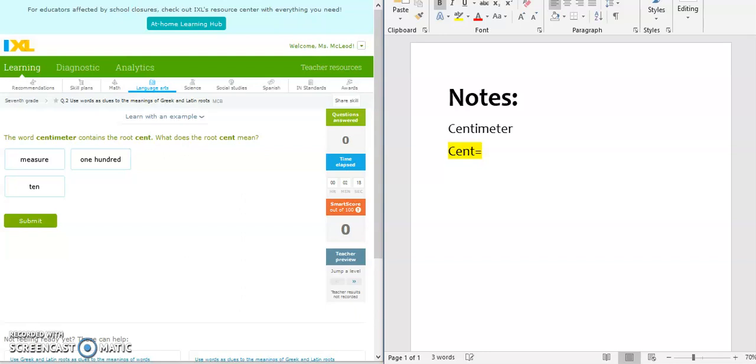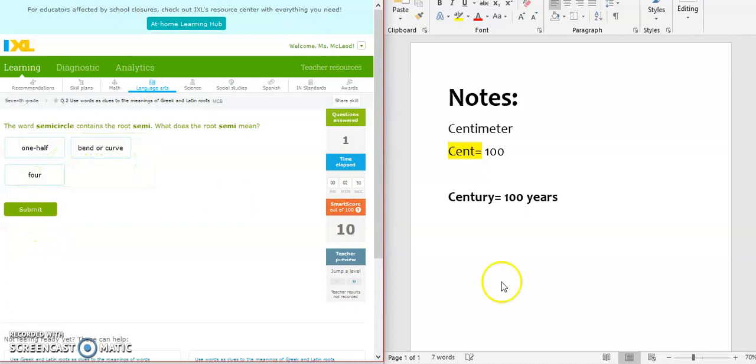So I'm going to think of what other words I know that have cent in them. Well, one is century. And I know a century is 100 years. So I'm guessing that the word cent is 100. Let's see if I'm right. Boom, look at that. All right, let me erase my notes.